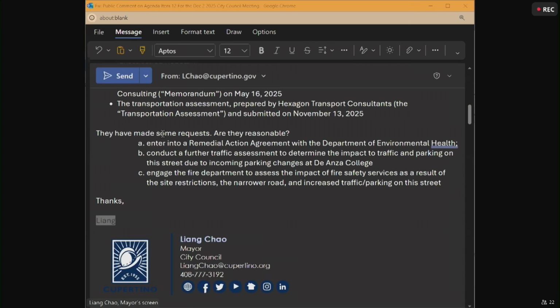That's with the county. So we can include this in the DAA, as well as a condition of approval on the ASA? So we can include this, right? Great. And also conduct further traffic assessment since the parking situation changed at the Anzao College. Would that be necessary? Or how much of the impact would that be on the current assessment we already have?